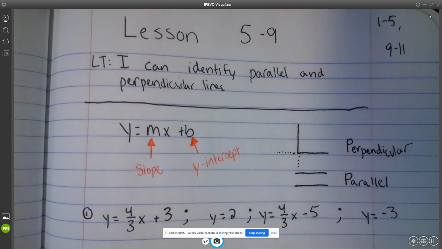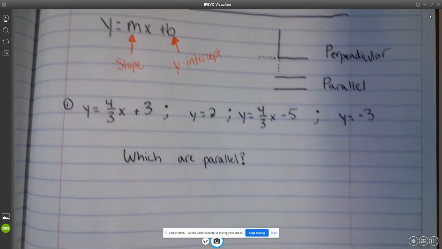y equals mx plus b, where m is our slope and b is our y-intercept, or where it crosses over the y-axis. So let's go ahead and see our first problem.